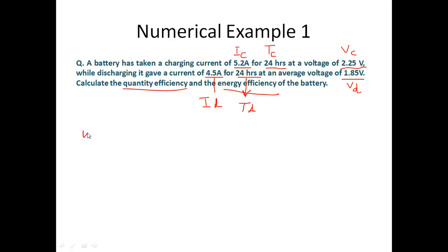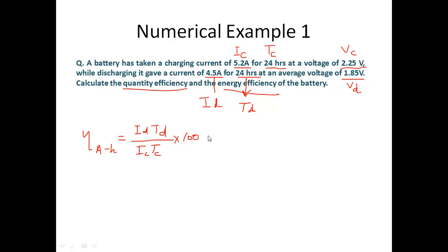So we know that the ampere hour efficiency is called the quantity efficiency of the battery, and it is given as ID into TD divided by IC into TC into 100.